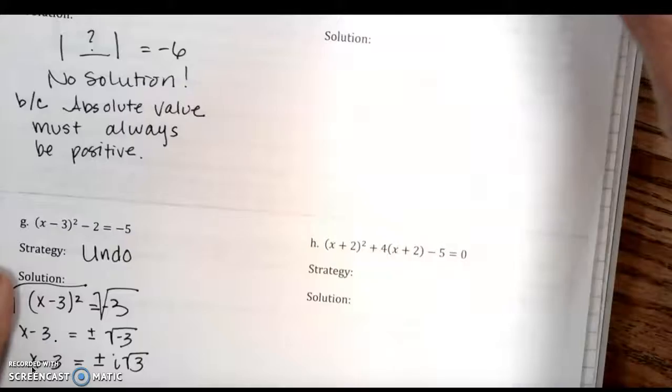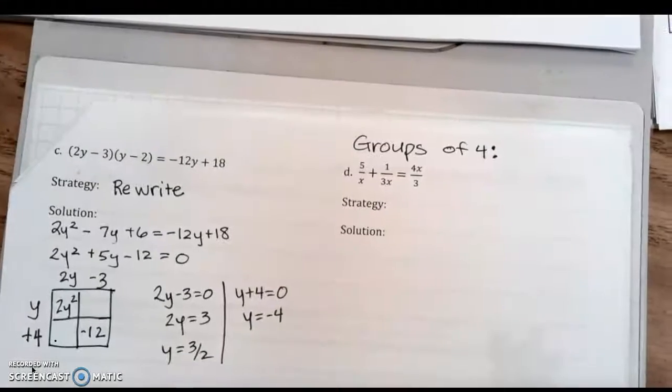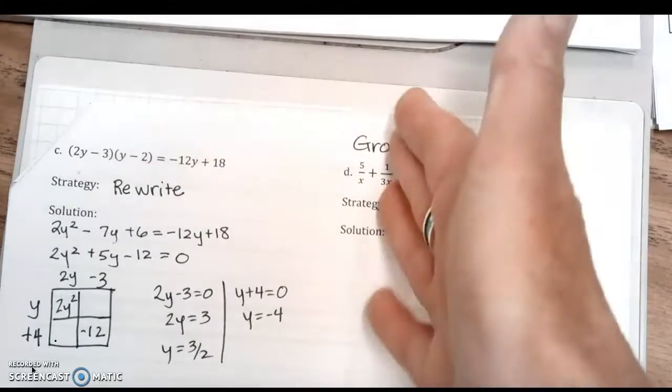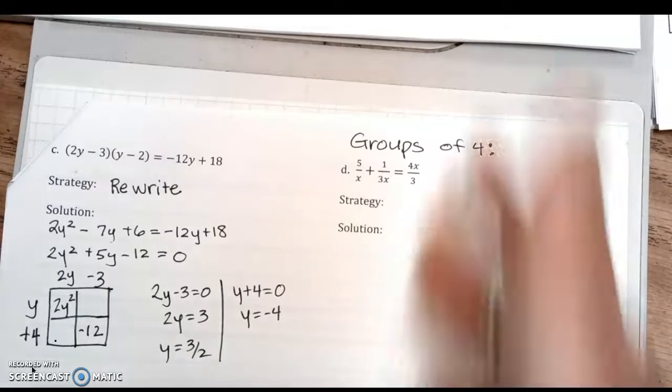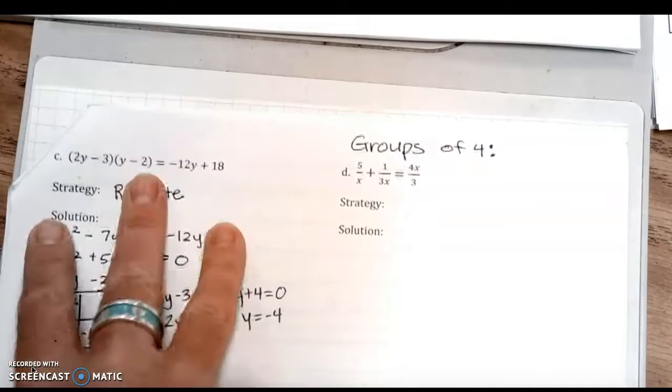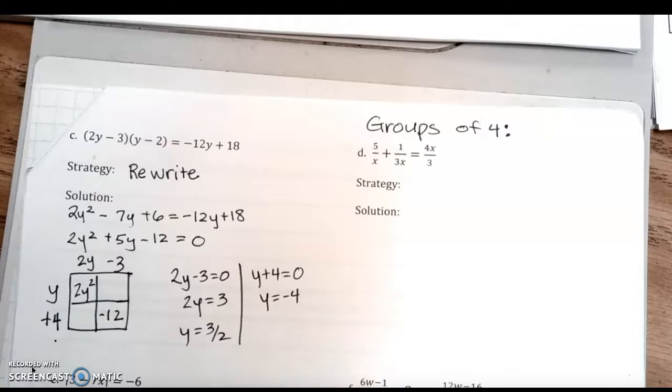Okay? But let's flip over to page 4. On page 4, I'm going to have you and your team do D, F, and H. So the right-hand column. And we're going to do C, E, and G together.